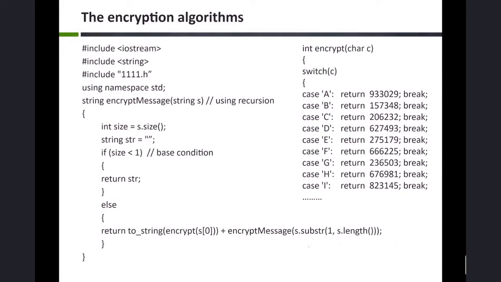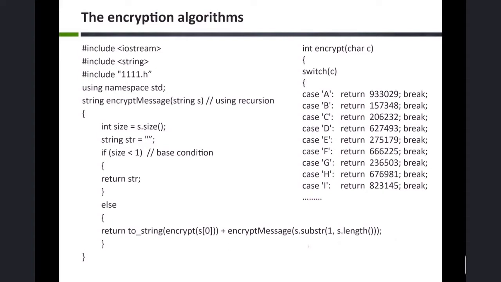Within the string_encrypt message function, int size is assigned the value of the size of string S. String str is assigned nothing by default, as it is the base condition. So if the size of string S is less than 1, meaning if string S is empty of any characters to encrypt, when the encrypt message string returns string str, it will contain nothing.